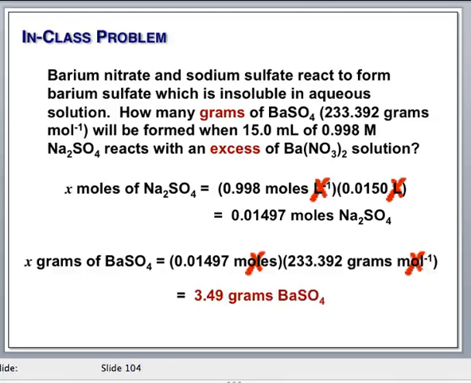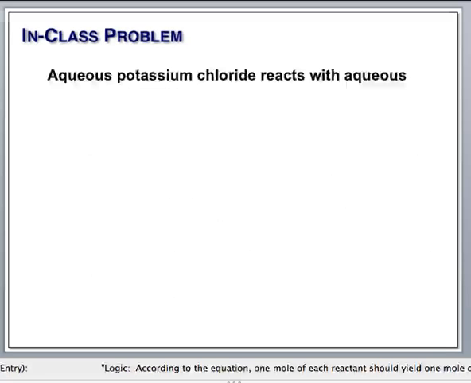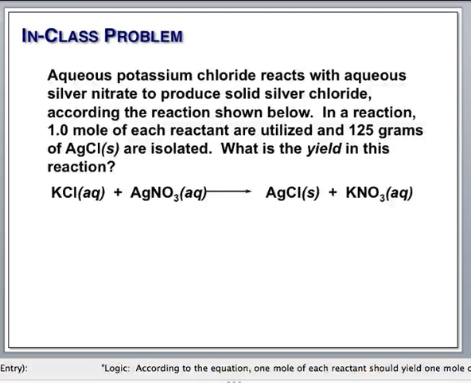Now, if we did this in lab, and you actually collected the barium sulfate, and you weighed it, you could then calculate a yield, couldn't you? That would be the actual yield over the theoretical times 100. Speaking of that, look at this problem. Pretend we just did this in lab. And tell me what the yield of this particular reaction is.